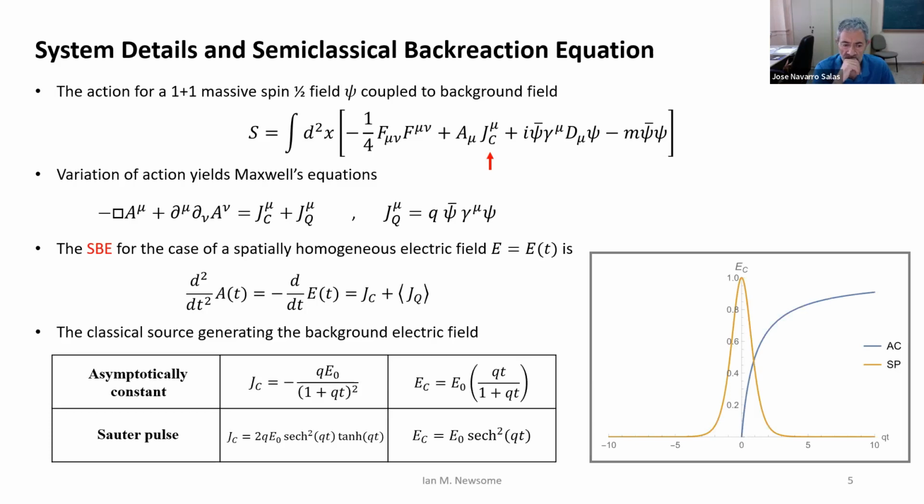Two classical background profiles were chosen for this system, one being a source term electric field seen by the blue curve on the right, and the other being the Sauter pulse given by the yellow curve on the right. These are the two profiles chosen that are coupling to the quantum field.